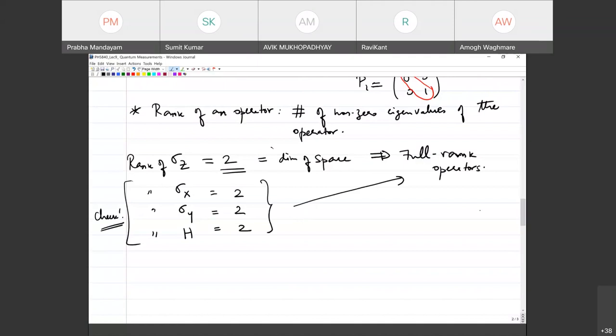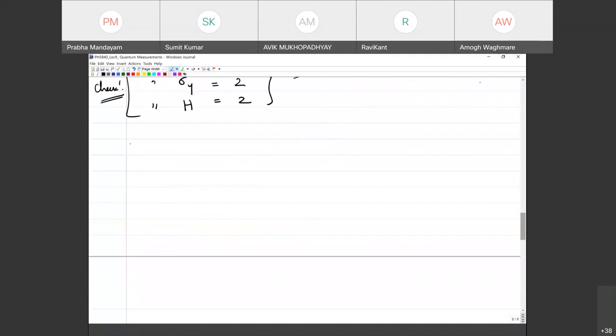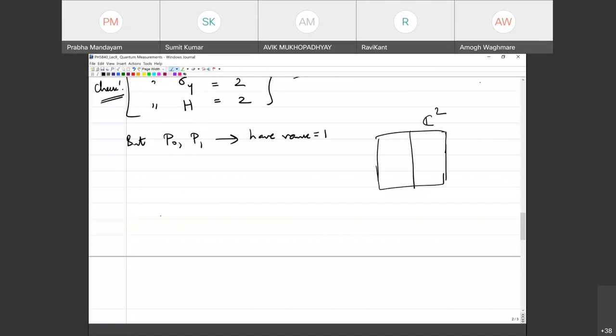But what about your projection operators? They have rank one. Just one, because they have only one non-zero eigenvalue. What it means is, if I think of partitioning my C2 space, a very cartoon picture, there is a part which has a non-trivial action by P0, which is the projection onto 0, and there is a part which has a non-trivial action by P1, which is the projection onto 1. So these are rank 1 projectors. What I want to do is to first understand the spectral theorem in terms of these rank 1 projectors, and that will pretty much suffice for us.